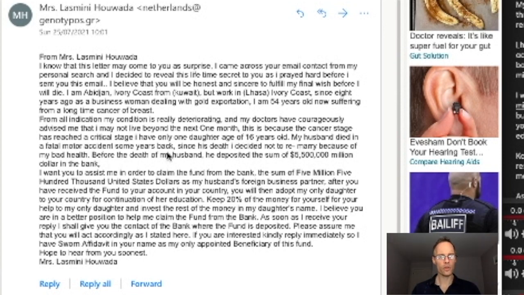And then they go on, "before the death of my husband, he deposited the sum of $5.5 million in the bank." And then again, they've started a new paragraph, but there's a comma there. So, I mean, it's basic, isn't it? Just a full stop, for crying out loud.